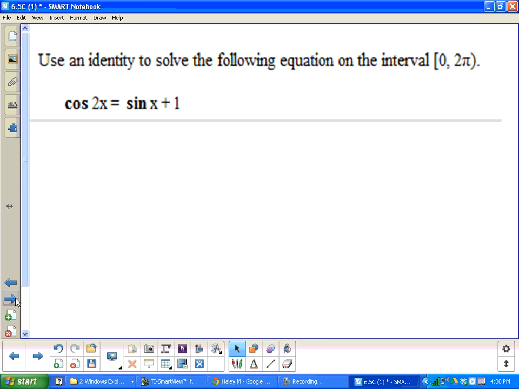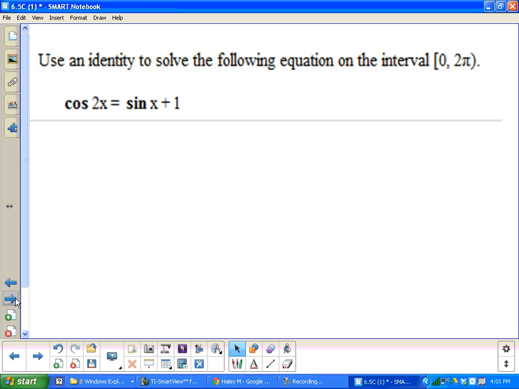All right, let's go to the next one now. This one says, use an identity to solve the following equation on the interval from 0 to 2 pi. Now notice again, I've got cosine on this side and sine on this side. So again, I'm mixing cosines and sines together. Let's see if we can spot an identity to use. Notice neither of them are squared, so that throws out the idea of a Pythagorean identity.